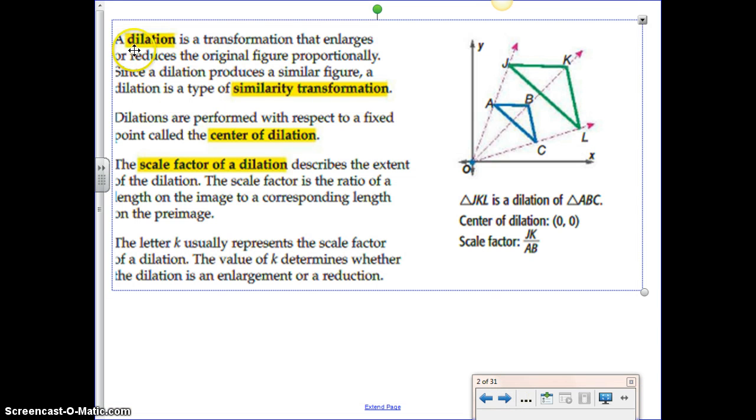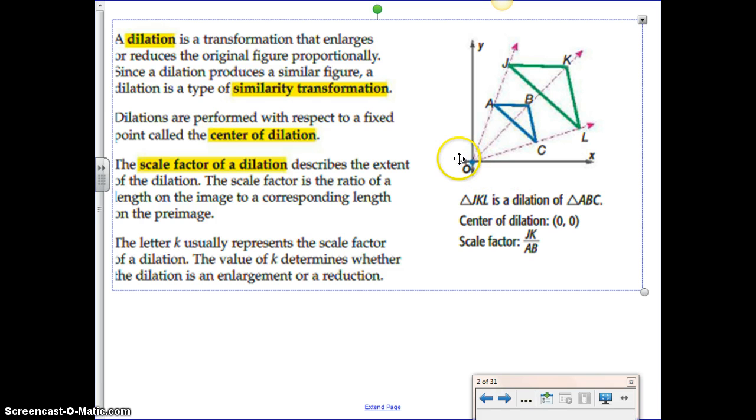Before we get started, there are some terms I want to go over with you. Why don't you watch first and then think about what you want to write down. I would say the big term is dilation. A dilation is a transformation that enlarges or reduces the original figure proportionally. So the big idea here is everything should be proportional. With the dilation, the two new shapes are similar, and we call that a similarity transformation just because they are similar.